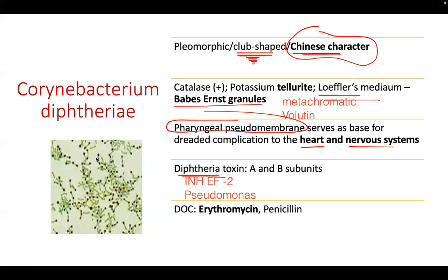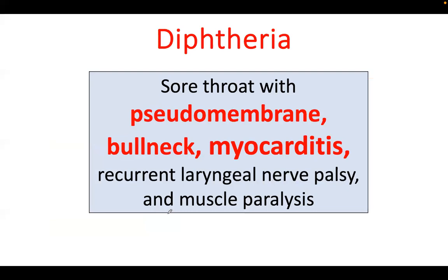So for the treatment, it's still going to be erythromycin. And for exposure of contacts, it's also going to be erythromycin. So please take note of that. So here are the keywords. So you have a pseudomembrane. Okay. Now what do we call the classic lymphadenopathy? It's going to be called the bull neck. Okay, it's called the bull neck.